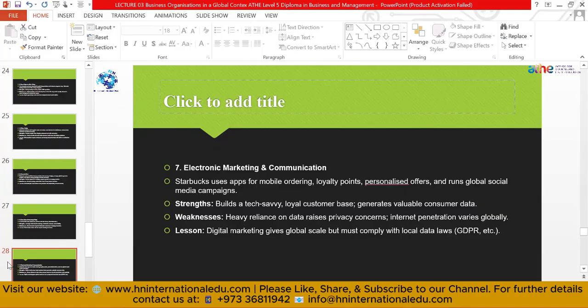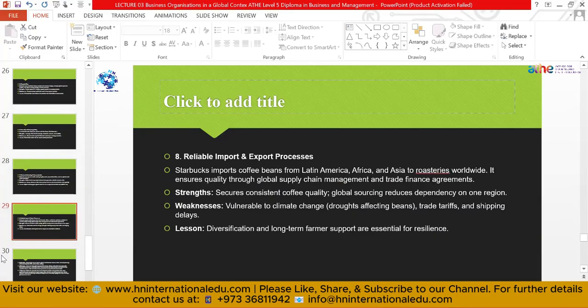The other brands do this as well, Morrisons, Sainsbury's. Weaknesses: heavy reliance on data raises privacy concerns. Internet penetration varies globally. Digital marketing gives global scale, but must comply with local data laws, that is the GDPR Act and the Information and Communication Technology (ICT) Act.